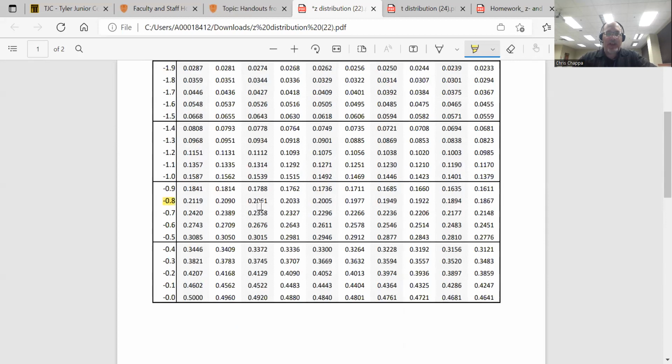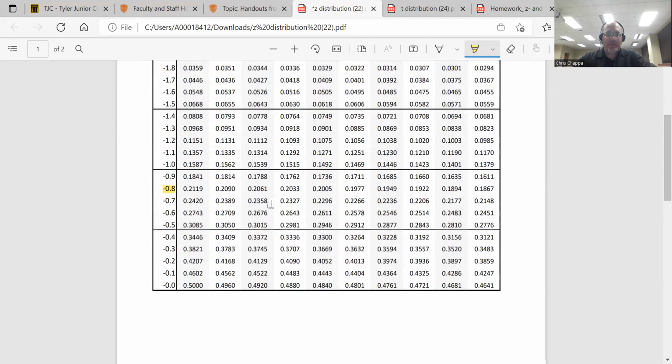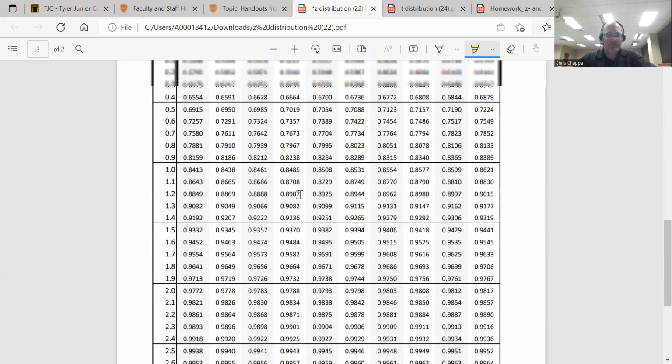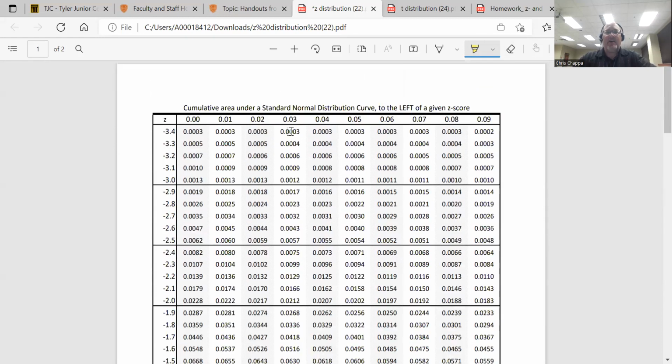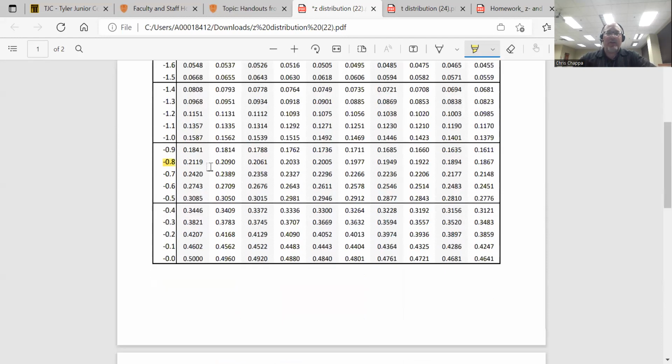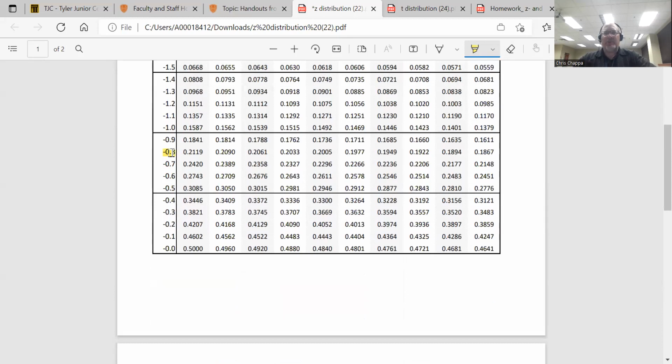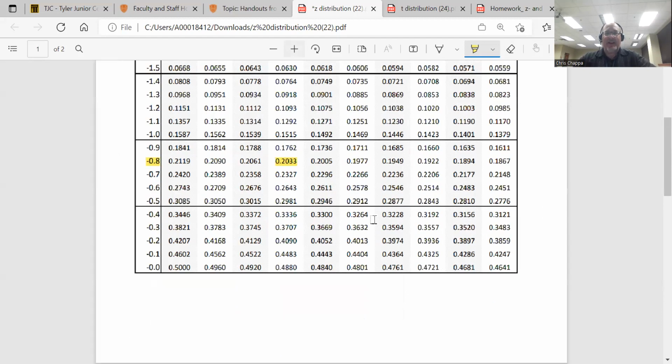did I look in the correct column? I did. Negative 0.83. Now, if you can't see the top to see which column is which, you can just count from the left. Just remember to start counting with 0. Negative 0.8, 0, 1, 2, 3. And looky there. The area that we calculated is exactly in there.